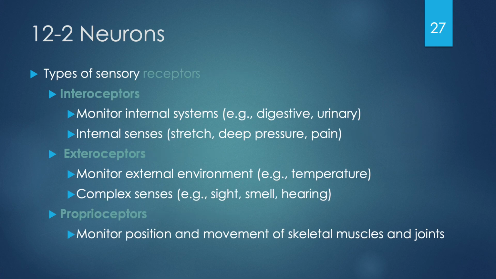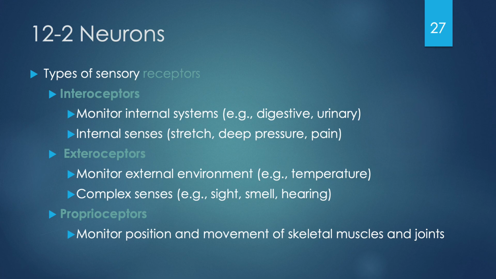Sensory neurons are responsible for carrying sensory information, but they are not the receptors that actually initially receive that information. They're the carriers. We have sensory receptors that are responsible for actually sensing different things. We'll break these down to three categories: interoceptors, exteroceptors, and proprioceptors. Interoceptors and exteroceptors are exactly what you think. Interoceptors monitor the internal systems of our body, like our digestive system, our urinary system, and also internal senses such as stretch or deep pressure or pain.